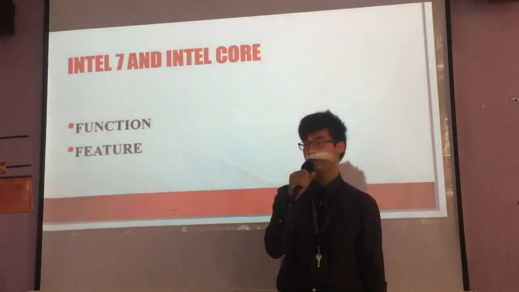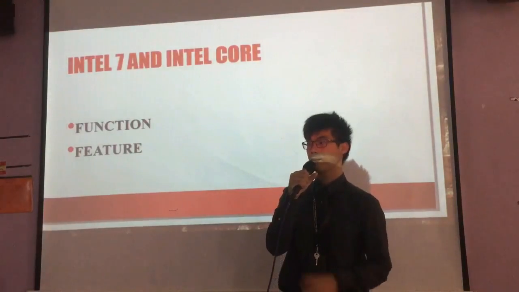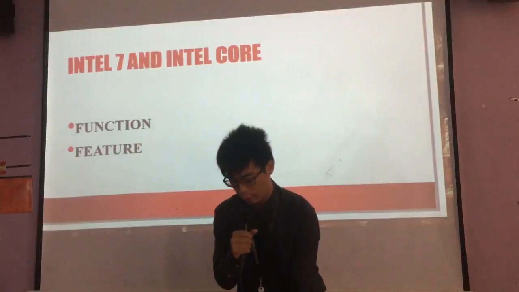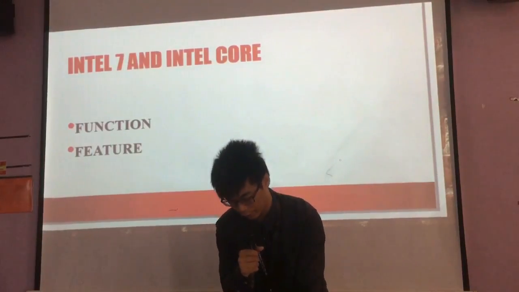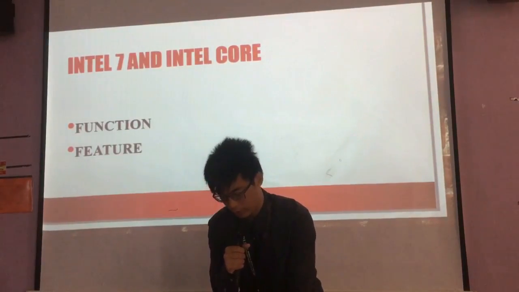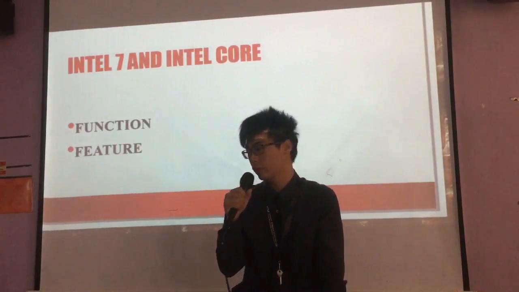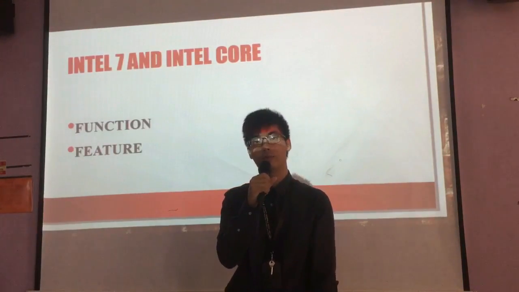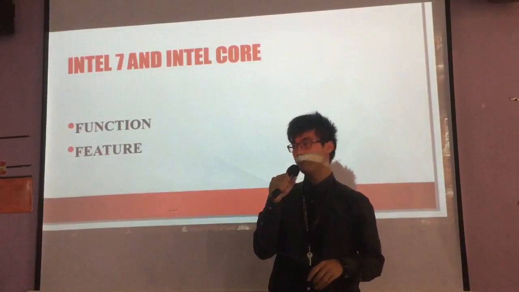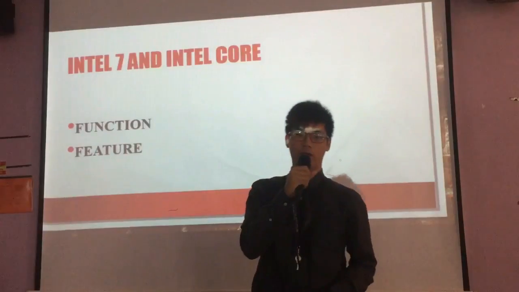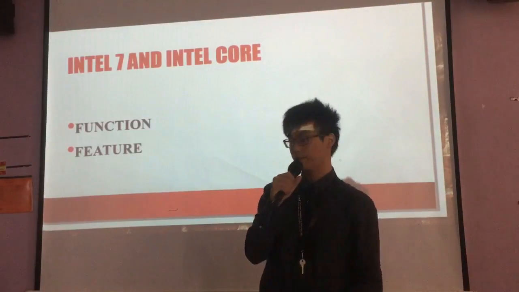Okay, now it's Intel 7 and Intel Core. Here are the function and feature. The function of Intel 7 is that it makes the computer move fast and move smoothly within the programs. When you open the programs, it moves and ensures faster.